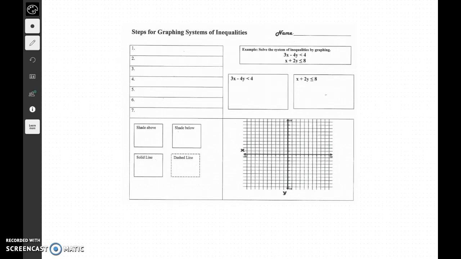So the first thing I want you to write down is solve for y. That's going to be our first step anytime we're solving these. So solve for y. The second thing we're going to do is graph the points. So go ahead for number 2 and write down graph the points.